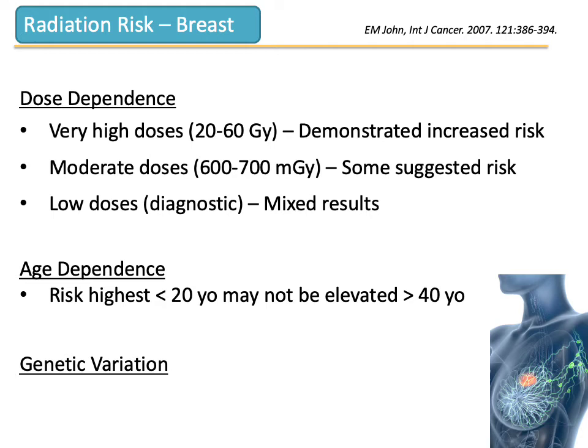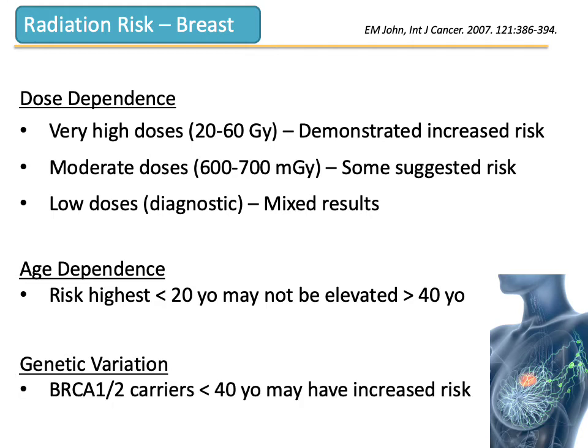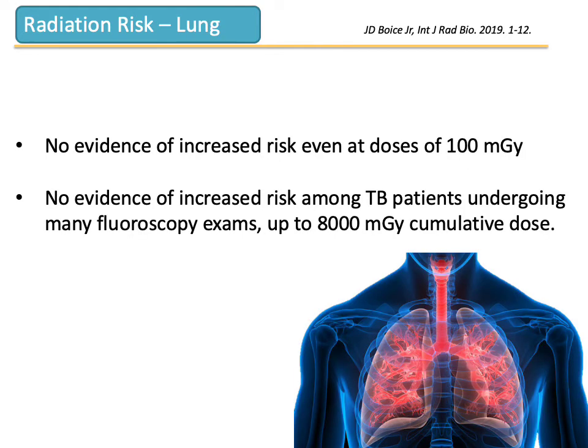There's also a dependence on genetic variation. BRCA1 and BRCA2 carriers who are under 40 years of age may have increased risk. So again, there's still a lot that we don't know, but some of this information may have consequences for what we recommend for screening programs, especially for screening high-risk patients known to have these BRCA1 or BRCA2 genetic mutations. For lung tissue, there's no evidence of increased risk even at doses of 100 milligray. No evidence of increased risk among tuberculosis patients who underwent many fluoroscopy exams up to 8,000 milligray cumulative dose.